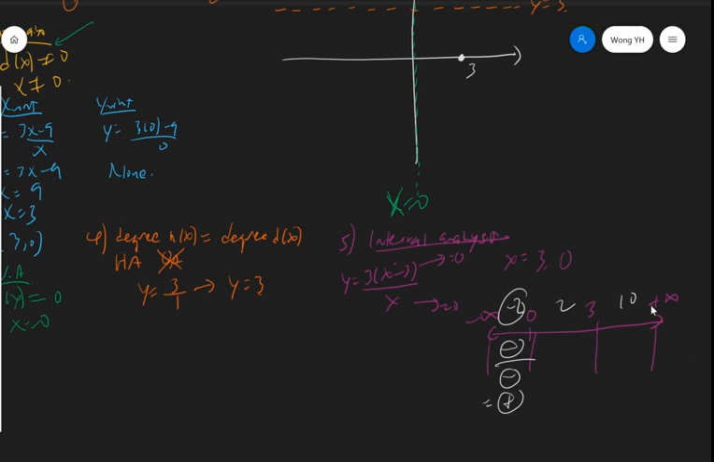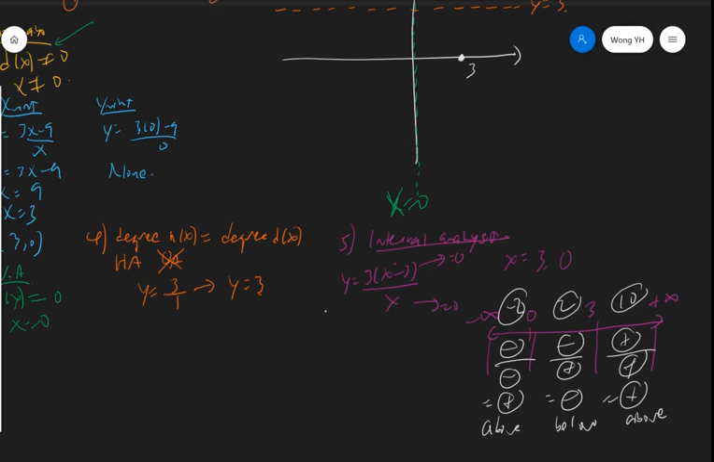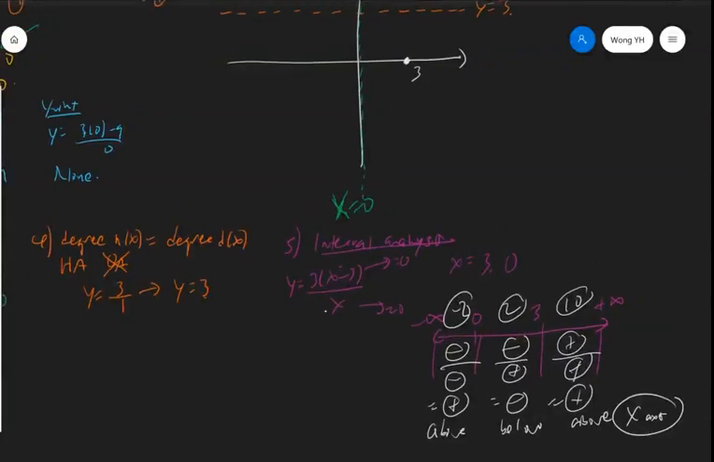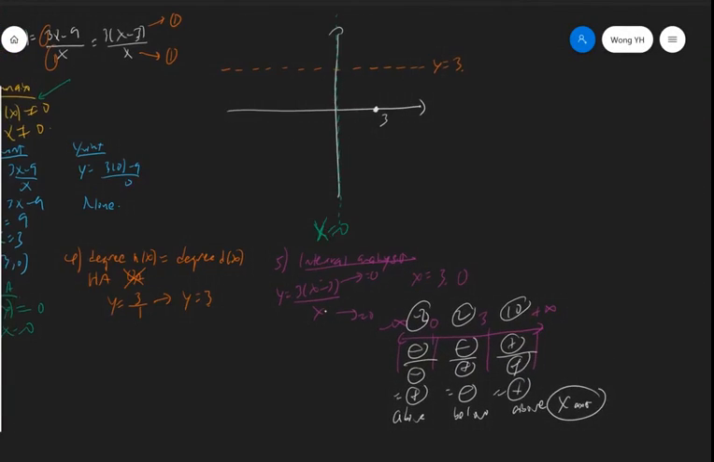Second interval, which is 2. We put on top here 2. 2 minus 3 is -1, so on top is negative. Below, we substitute with 2, which is a positive value. So minus divided by plus, we get negative. The third interval, which is 10: on top will be plus, below we put 10, of course will be plus. So plus divided by plus, we get plus. So this one means that the graph is above, this one the graph is below. Above or below where? It's above or below your x-axis.